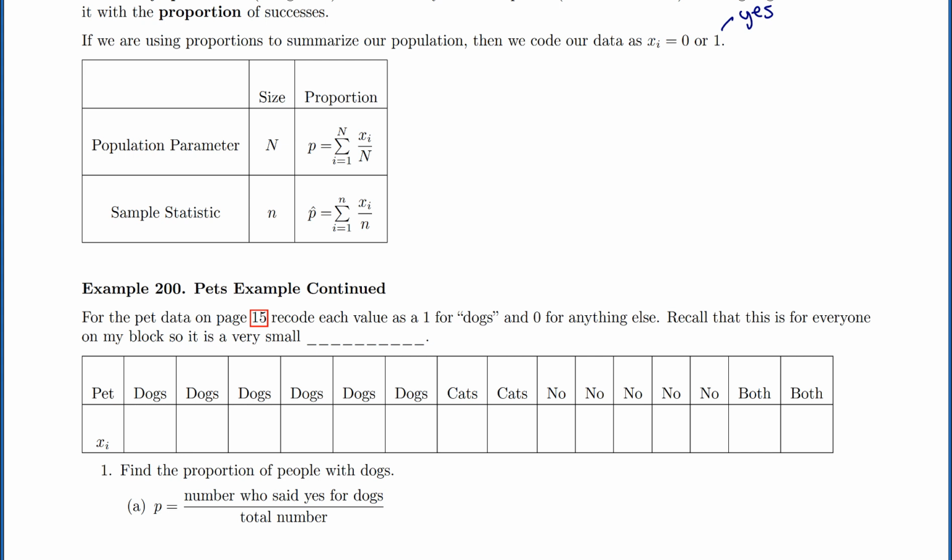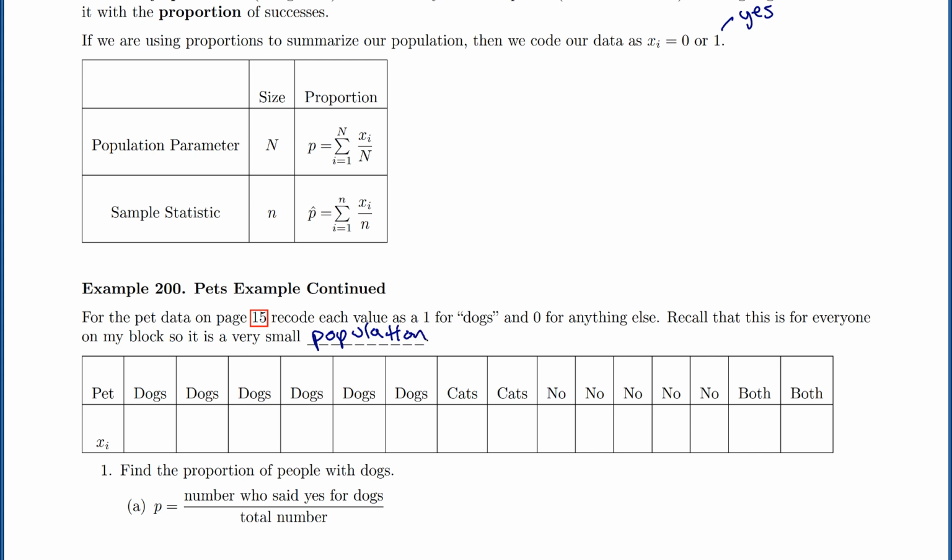So on a previous example, we looked at the data for the pets that people have on my block. So this table has the values I got for each of my pets. I'm going to recode each one as a 1 for dogs and a 0 for anything else. Now remember, this was for everyone on my block, so it is a very small population because it was everyone on my block, not just some people on my block.